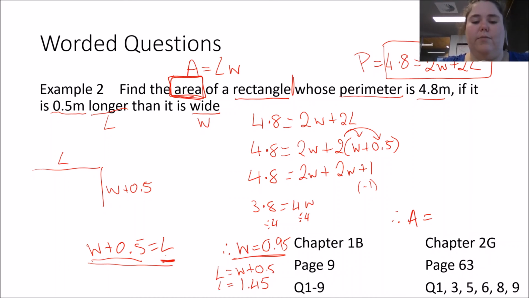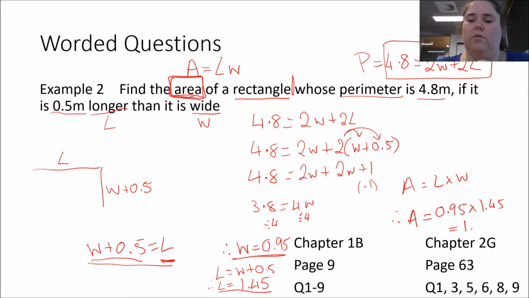Now I have my width and my length, and my area is length times width, which is 0.95 times 1.45, which is 1.38. We're going to round to 2 decimal places because everything else is 2 decimal places, meters squared. Now that was a hard one, but that's a similar sort of equation to what you might get, so I'd take note of it. And there's some more questions for you to do on worded equations.